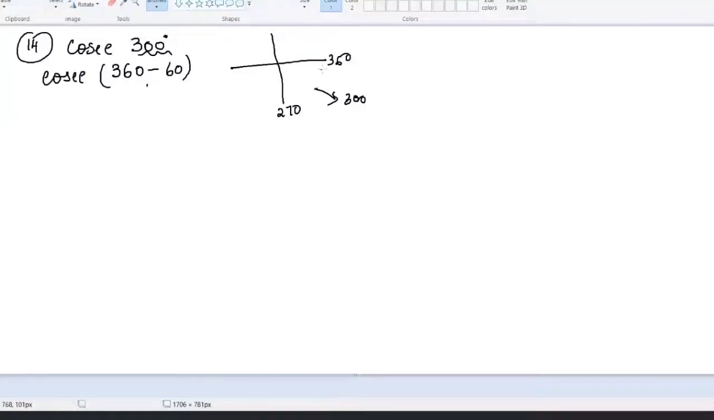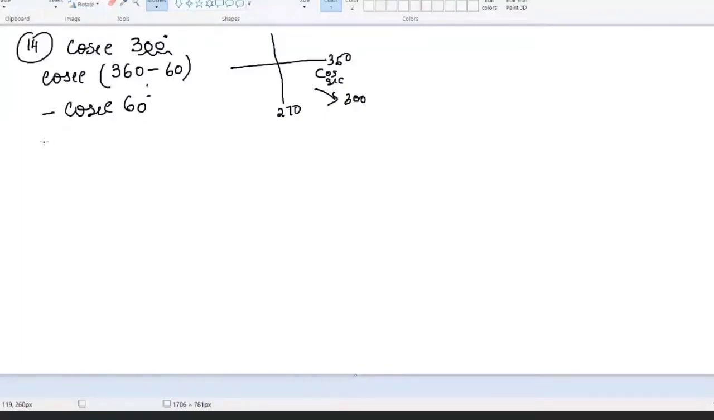Recall, in the fourth quadrant, cos and secant only are positive. So this particular function cosecant is negative. So sign is minus. Okay, sign is minus. Hope this is clear. This much is clear. Yes, very good. Okay, so then 360 lies on the sleeping line, no change to cofunction. So therefore cosecant 60.